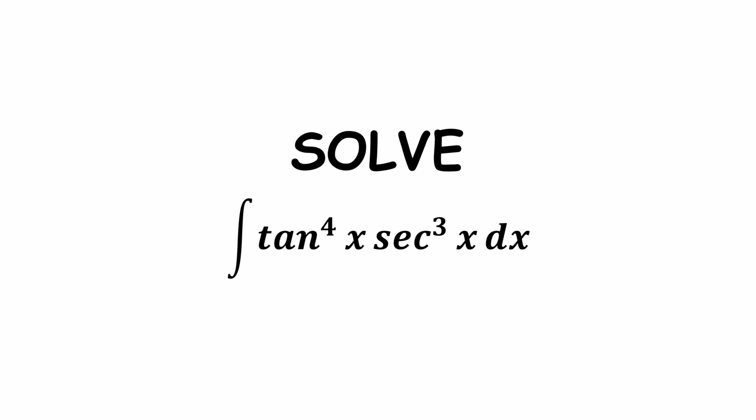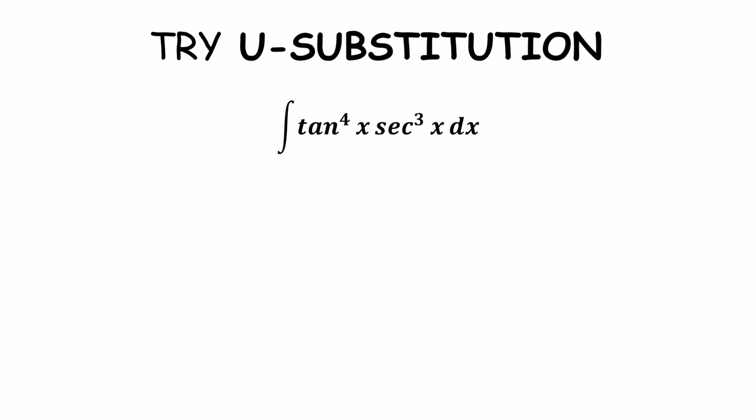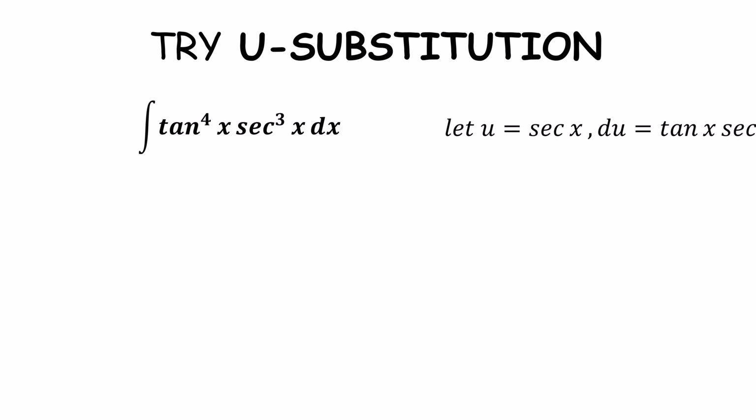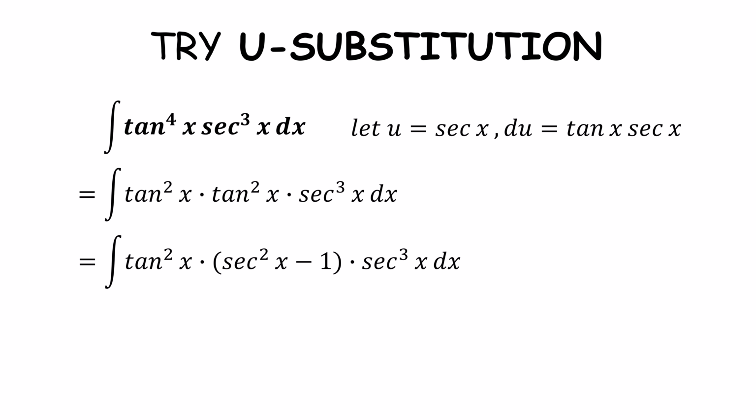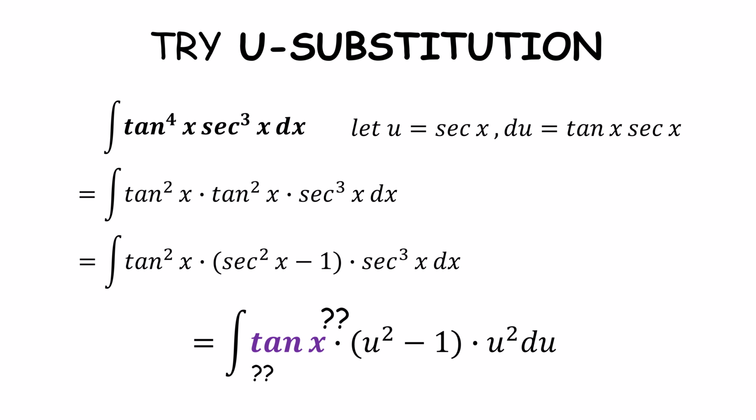Okay, so now we are going to solve this problem: the integral of tangent to the fourth times secant cubed. At first, if we try u substitution, then we let u equal secant x, and we can apply the formula that tangent squared equals secant squared minus 1. We can organize the calculation, but we can see that there will remain a tangent x that we cannot eliminate. So let me try another one.